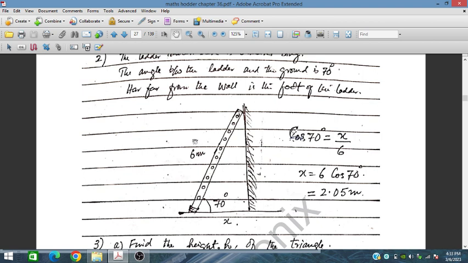So cos 70 degrees, this is adjacent and this is hypotenuse. So cos 70 degrees is equal to x upon 6. So x is equal to 6 times cos 70 degrees, which is 2.05 meters. So from here to here the distance is 2.05 meters.